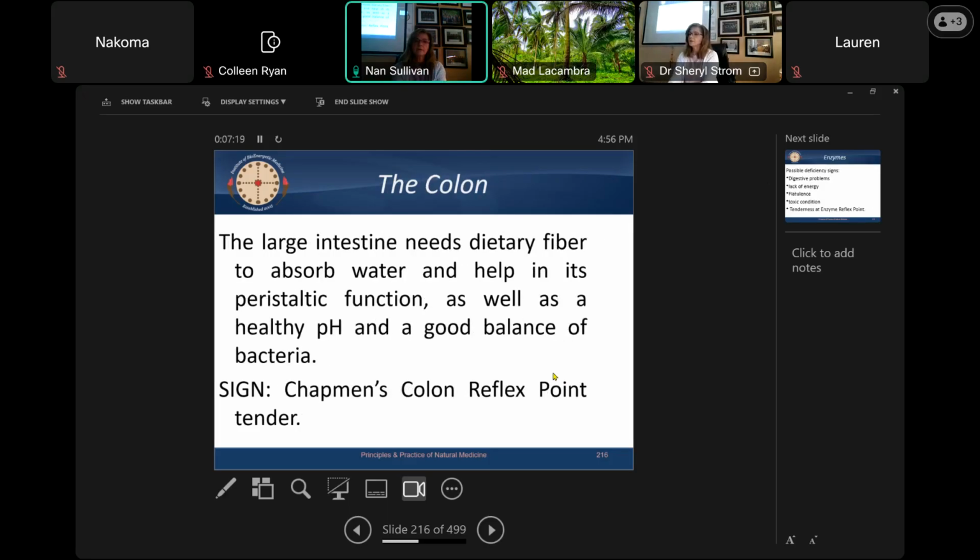Okay, the colon, the large intestine, needs dietary fiber to absorb water and help in its peristaltic function, as well as healthy pH and a good balance of bacteria. And then again, another Chapman reflex sign is the colon reflex point.